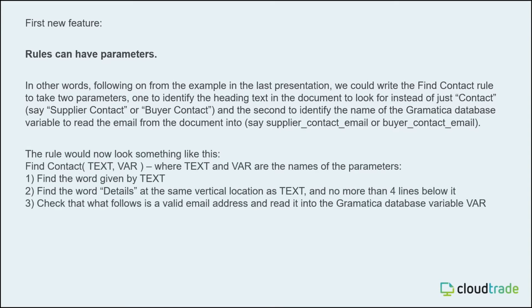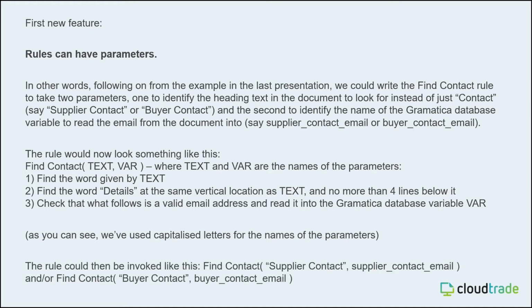Find contact taking two parameters, text and var, where what the rule does is look for the word given by the text as a parameter, then find details as before below text, then carry on looking until it gets a valid email address and stick it in the parameter, the var parameter we've passed in. We could then invoke the rule by saying find contact for a supplier contact, for the word supplier contact and supplier contact email, and so on.